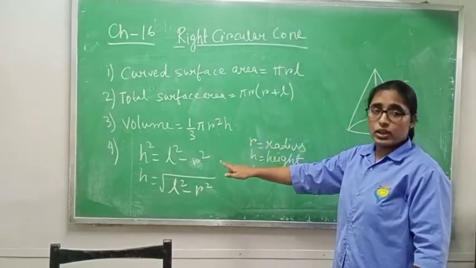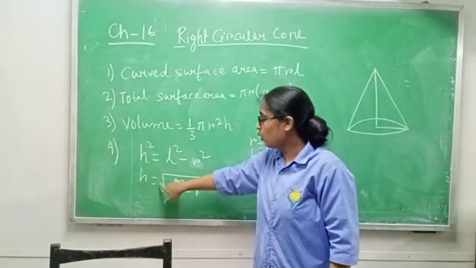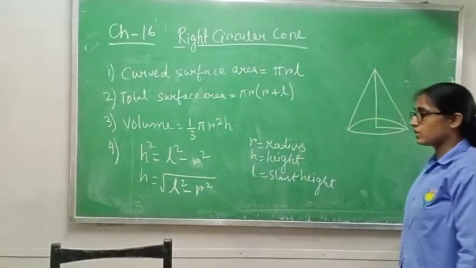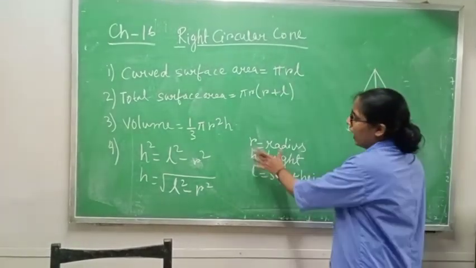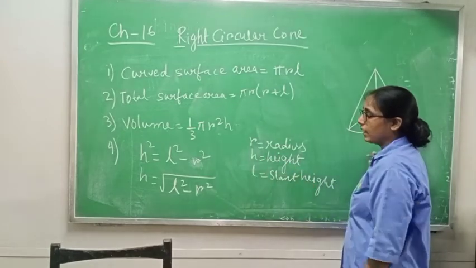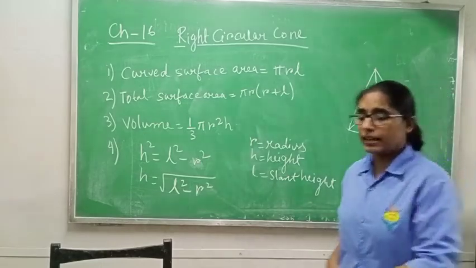H square equals L square minus R square, or you can write H equals root over L square minus R square. Now you know R stands for radius, H stands for height, but you don't know why there is an L. L means slant height. Now what is slant height?